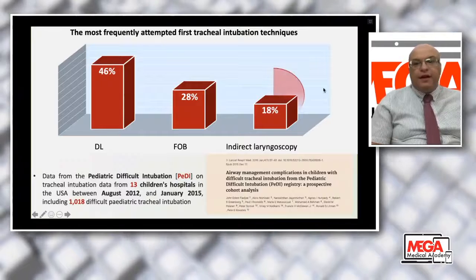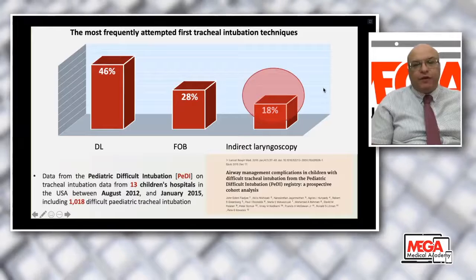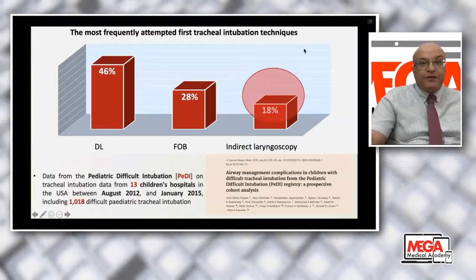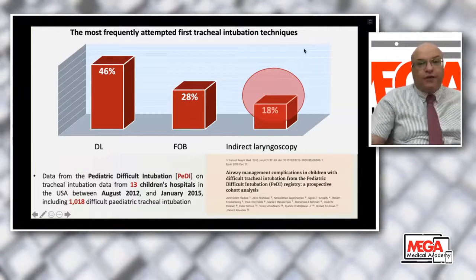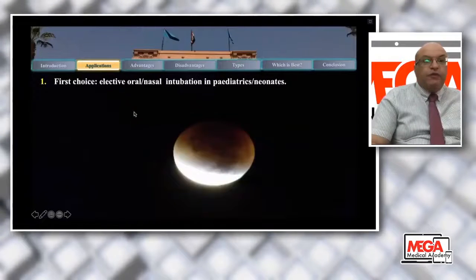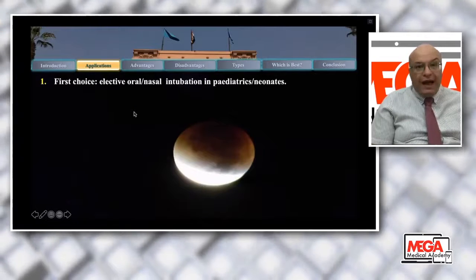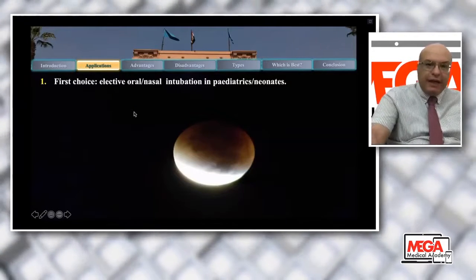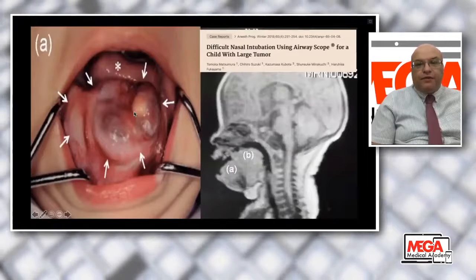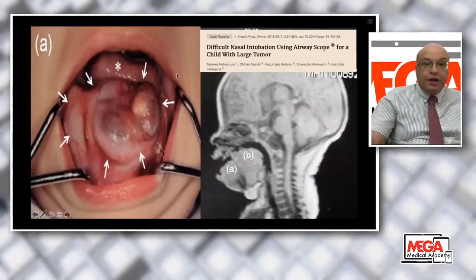You can see here, we have only about 20%, one-fifth of respondents, using indirect laryngoscopy, video laryngoscopes, as a first choice for tracheal intubation in pediatrics, which is interesting indeed. If we take a look at applications, that could be a first choice for elective oral as well as nasal intubation in pediatrics and also neonates. Here is an interesting case report for nasal intubation in a pediatric patient with large.